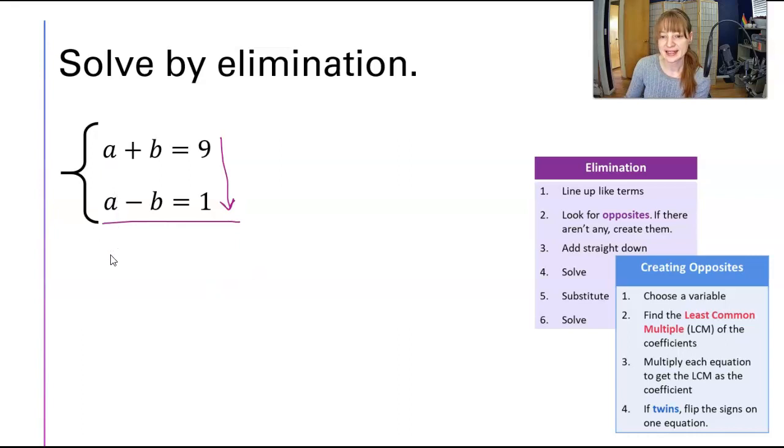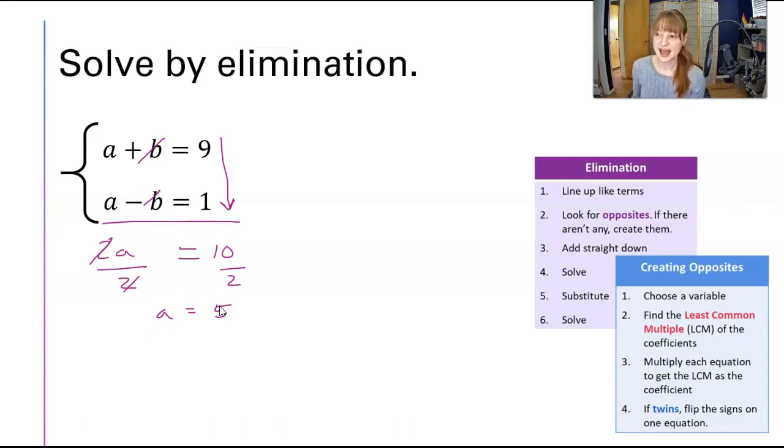So I'm going to add a to a here, and I get 2a. And now I have b, but adding that to negative b, those are going to cancel out, and I just get 0. Bring our equal sign down, and then 9 plus 1 is 10. So then I just get 2a equals 10, which is very simple to solve, right? We just get a equals 5.